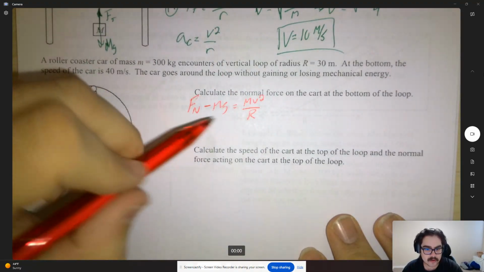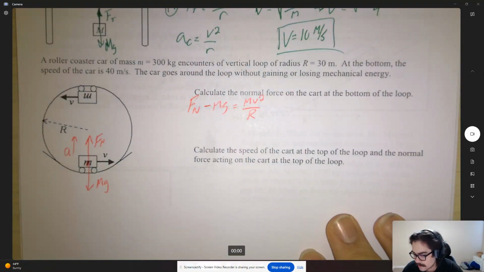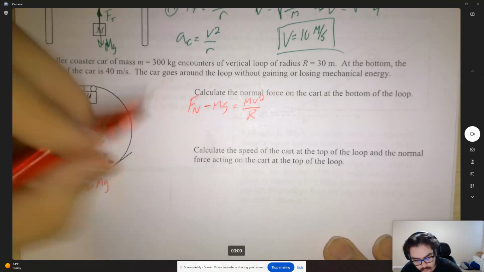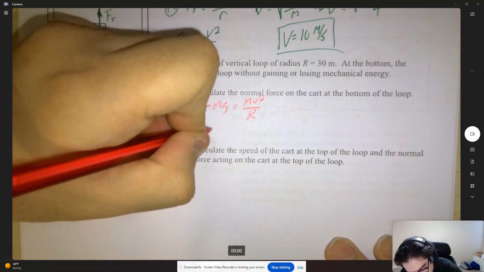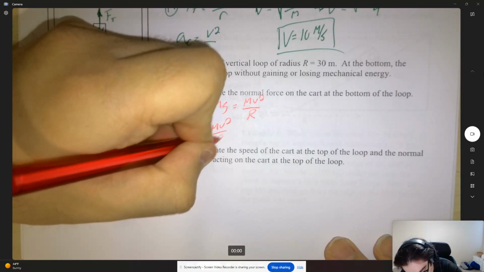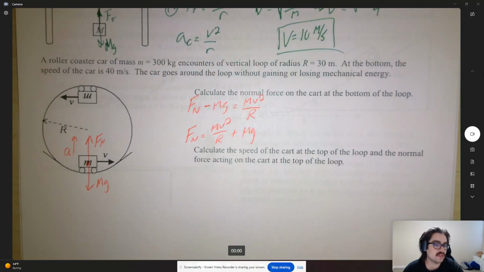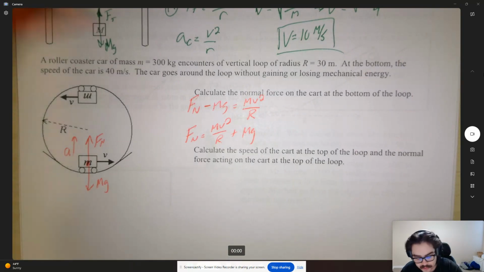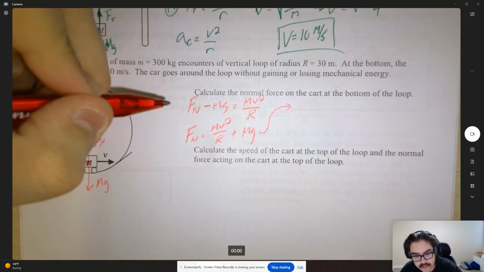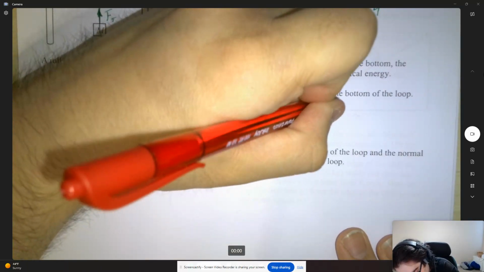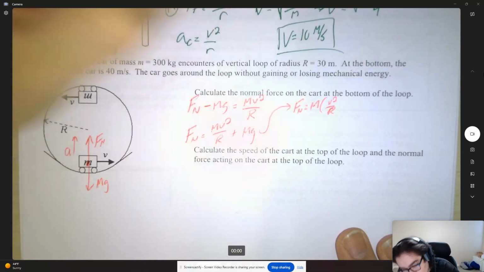Capital R, I'm just using that because the problem uses capital R. You can use either one, it doesn't really matter. To get the normal force, I'm just going to get normal force by itself. That's going to give me mv squared over r plus mg. And I'm going to simplify this equation to be F sub N equals mv squared over r. You notice how I took the m out.